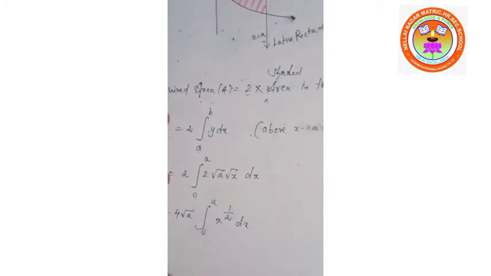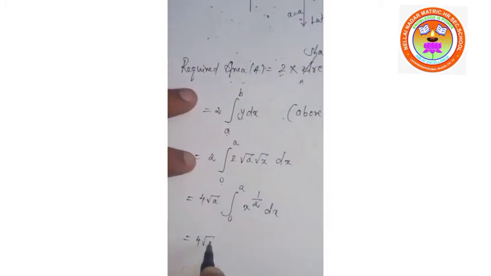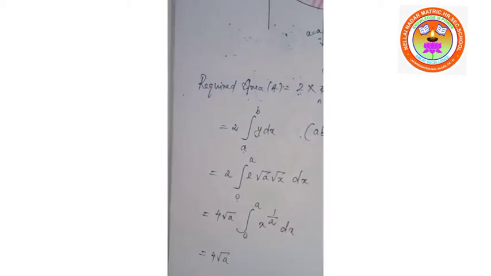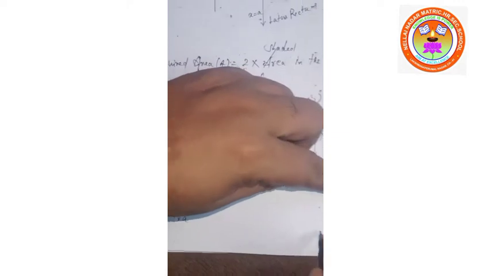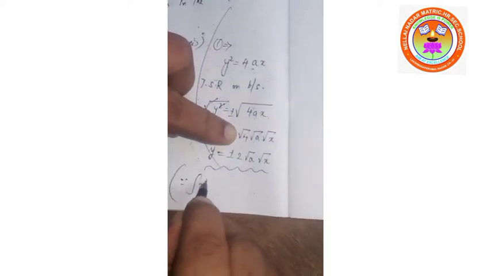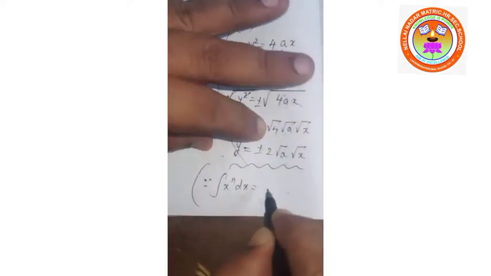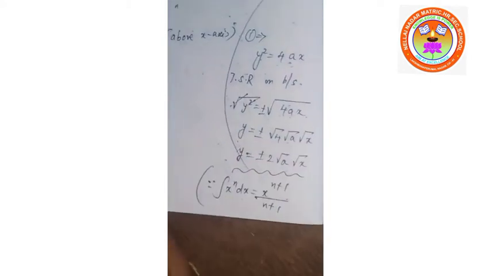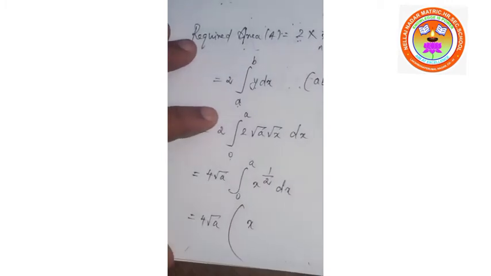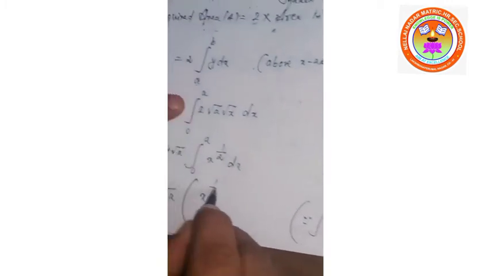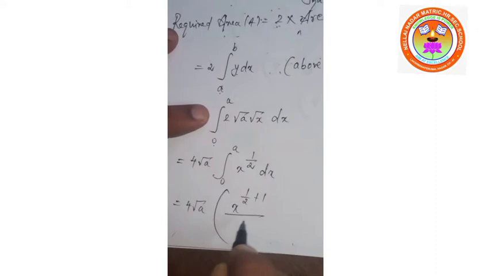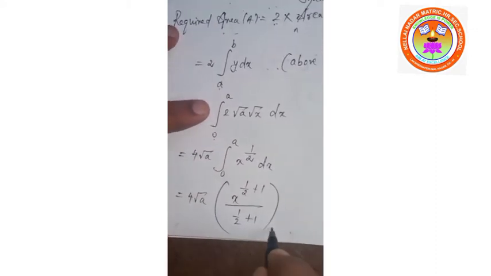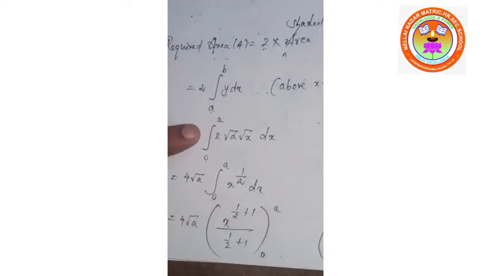That is equal to 4 into root a. Here you can apply the formula: integral x power n dx equals x power n plus 1 divided by n plus 1. So here x power, according to this formula, you just write half plus 1, n plus 1 by n plus 1. Integration over, you have to apply the limits.